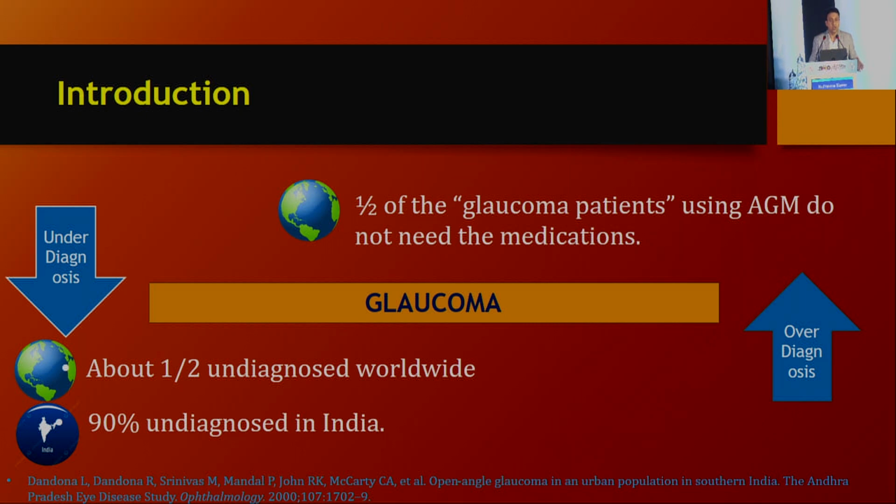undiagnosed glaucoma cases, and also patients on overtreatment, patients on treatment who are actually not having glaucoma. Looking at the prevalence worldwide, approximately 50% of glaucoma patients are overdiagnosed and on anti-glaucoma medication, and also 50% of patients are underdiagnosed. India is not apart from this, and India has 90% undiagnosed glaucoma.